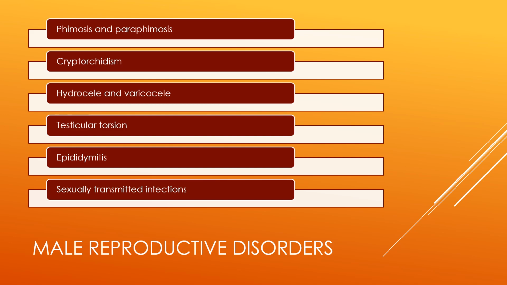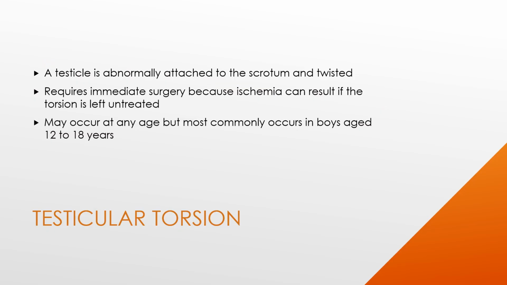Testicular torsion, about that one a little bit. This is a testicle that is abnormally attached to the scrotum and it's twisted. This typically requires immediate surgery because ischemia can result if the torsion is left untreated. It could also lead to infertility. This could occur really at any age, but usually it's in boys 12 to 18 years old.